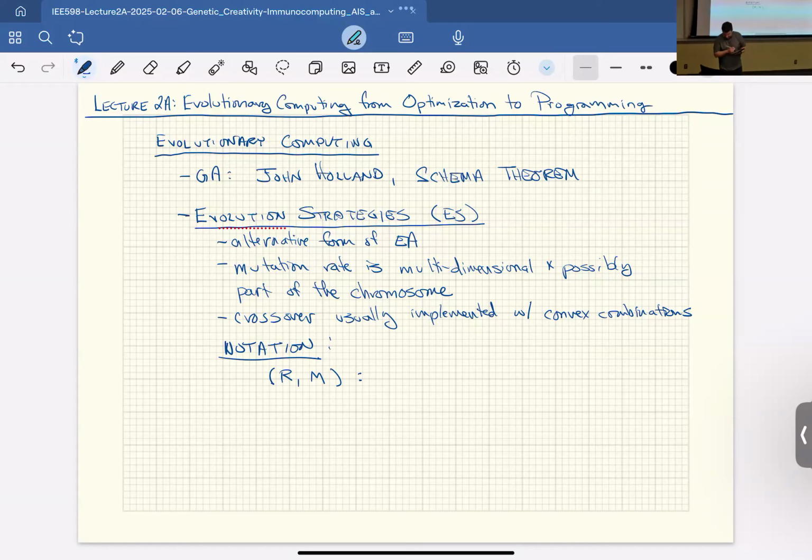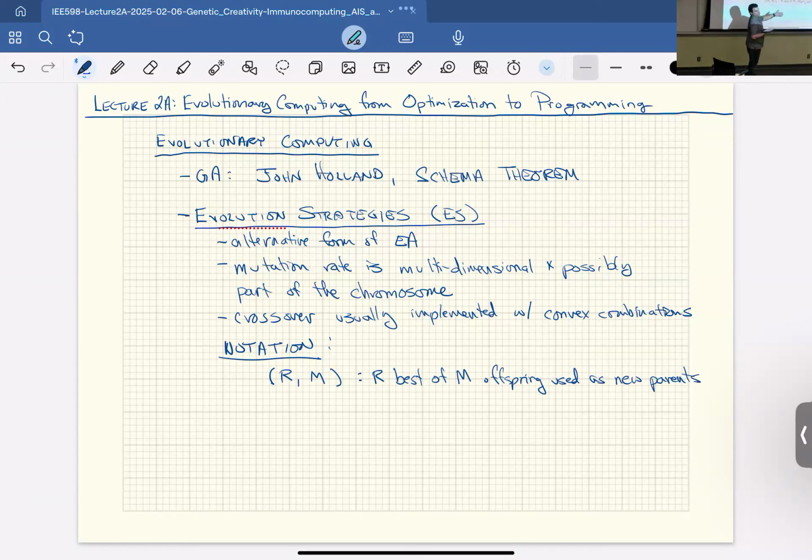So I would say here that R best of M in the offspring are used as new parents, which will be used to seed the distribution of the next set of offspring.